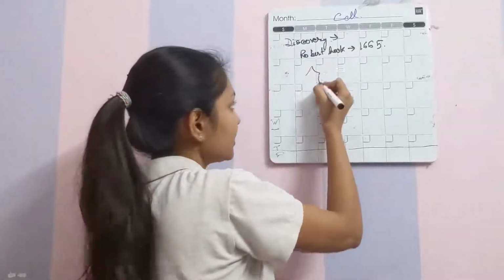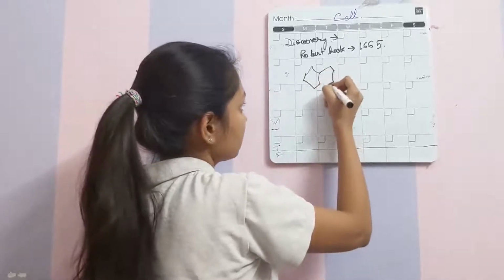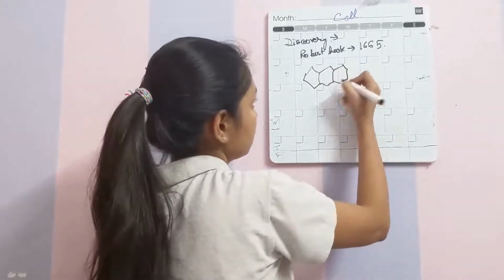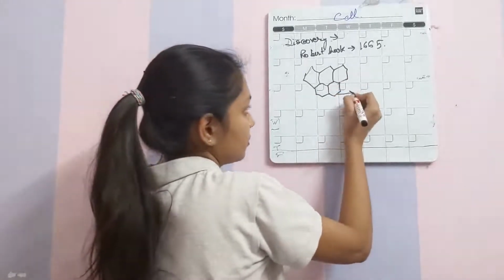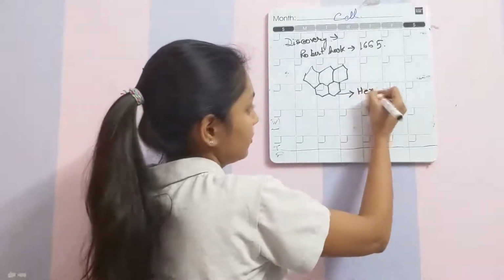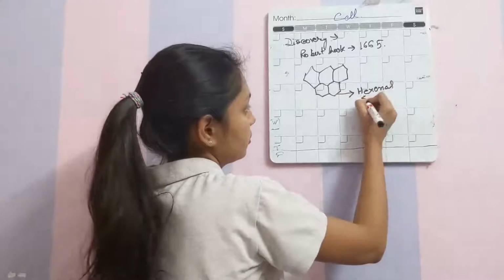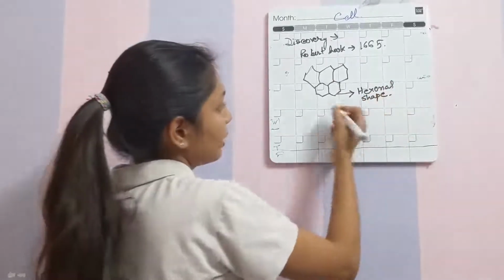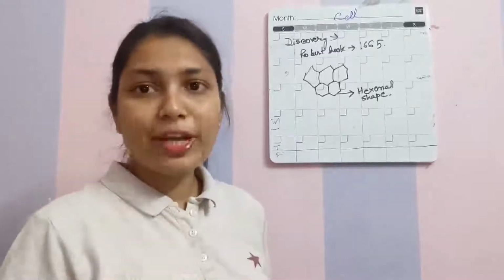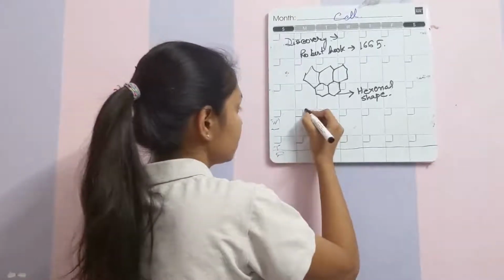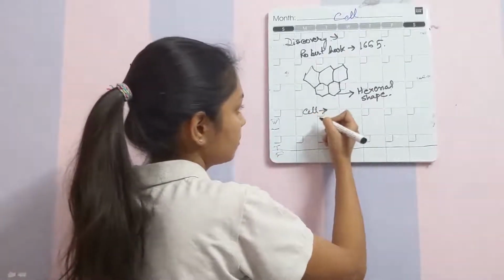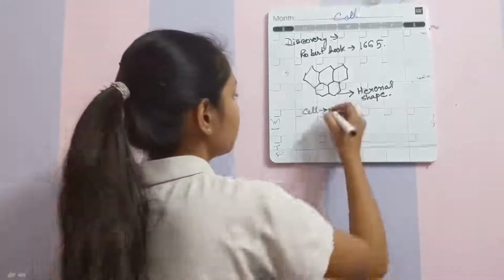He took a thin slice of cork and put it under a primitive microscope, and he found this kind of structure. These are hexagonal in shape, and they together form a honeycomb-like structure. That is why it is also called a honeycomb structure. Cell means little room.